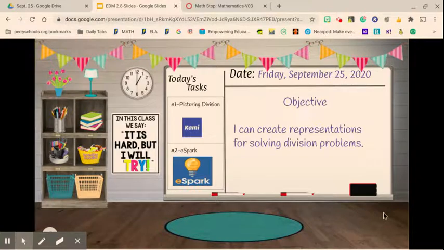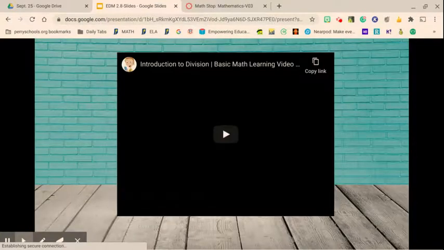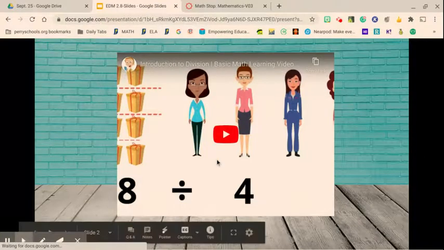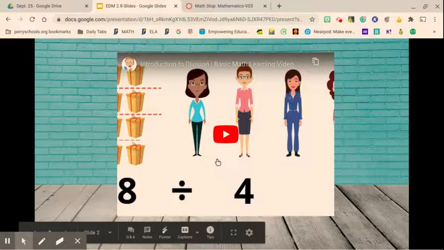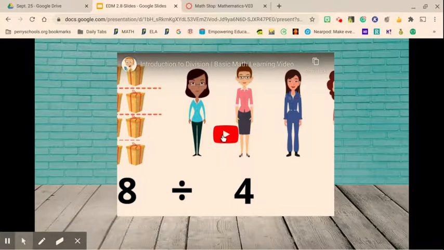When you are done with the video, you will be working on picturing division. It is a page in Kami that you'll complete, and then you will take some time and complete a quest in Math eSpark. So I have a short video that I want to show you about division and how it works.